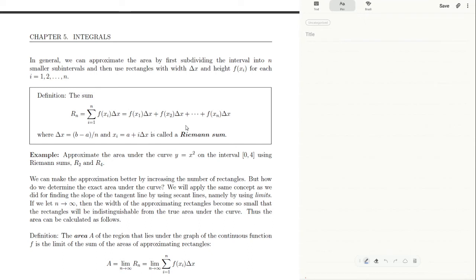So let's have a look at an example of using a Riemann sum to approximate the area underneath the curve. So let's approximate the area underneath the curve y equals x squared on the interval from 0 to 4 using Riemann sums R2 and R4. So in other words, we're going to approximate the area by using 2 rectangles and then 4 rectangles.